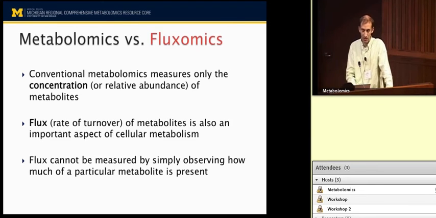But the flux, which is the rate of turnover of a given metabolite or of a particular pathway of metabolites, is a very important aspect of cellular metabolism. And I'd submit to you that knowing the concentration of metabolites does not tell you anything at all necessarily about the flux in a metabolic pathway. It'd be seldom that you would see an alteration in flux with absolutely no alteration in metabolite levels, but knowing alterations of levels do not always necessarily give you flux. And so we can't measure it simply by observing how much of a particular metabolite is present.